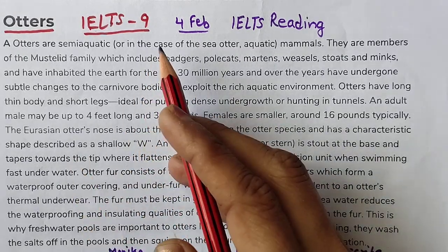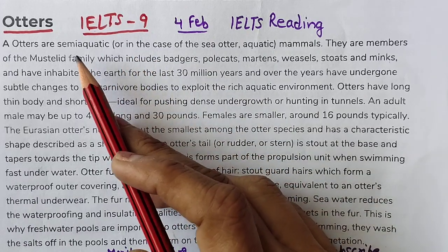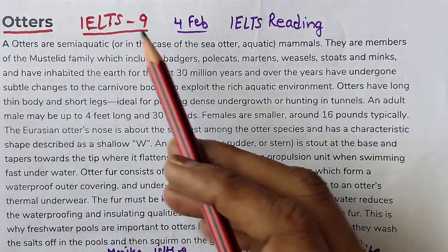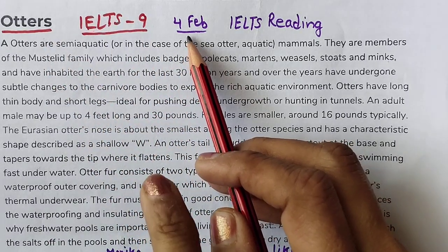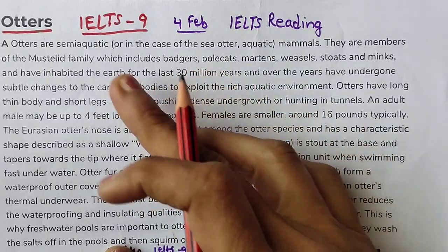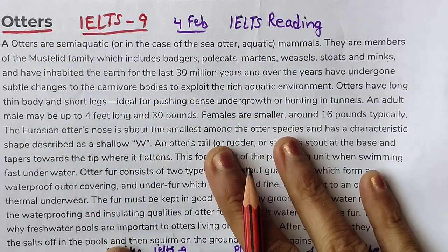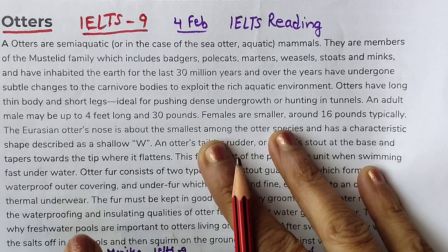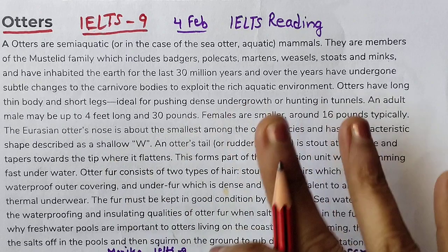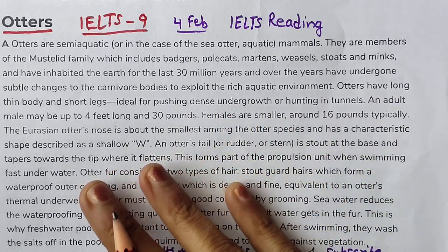As you know, we are going to solve this reading. In fact, this reading name is Otters, and that was also part of the 4th February IELTS exam. Okay, in the IELTS exam, it was this reading. There were more readings also, but here I am going to discuss this and another two also. The full reading test we will be doing, right?